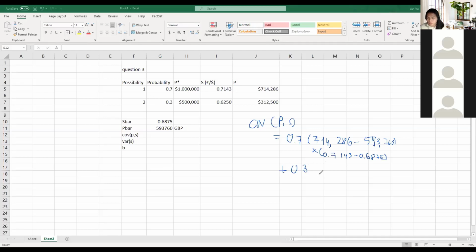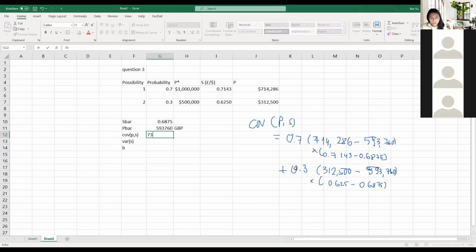probability 2 times 312,500 minus P bar, so 593,760, times 0.625 minus 0.6875. Okay, so what would be the covariance here? 7,535. 7,535, spot on.